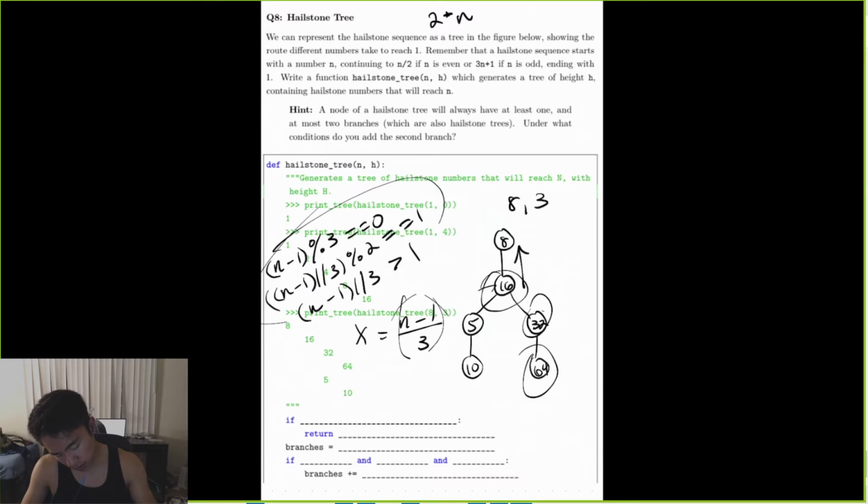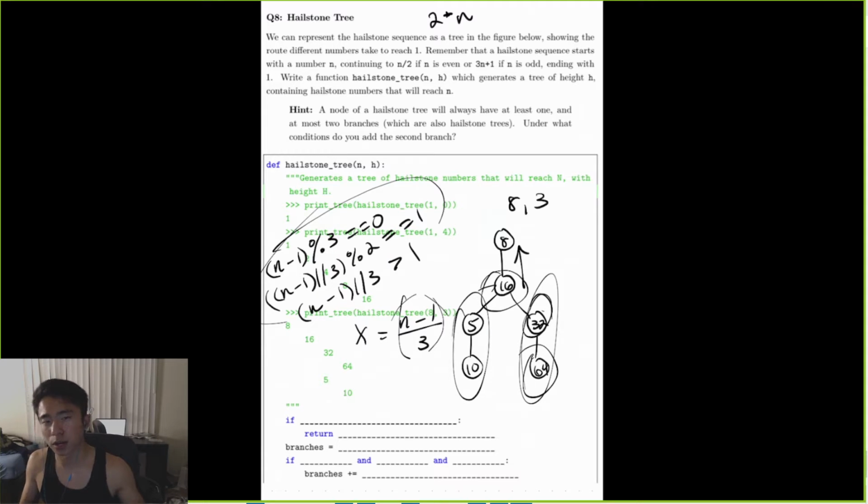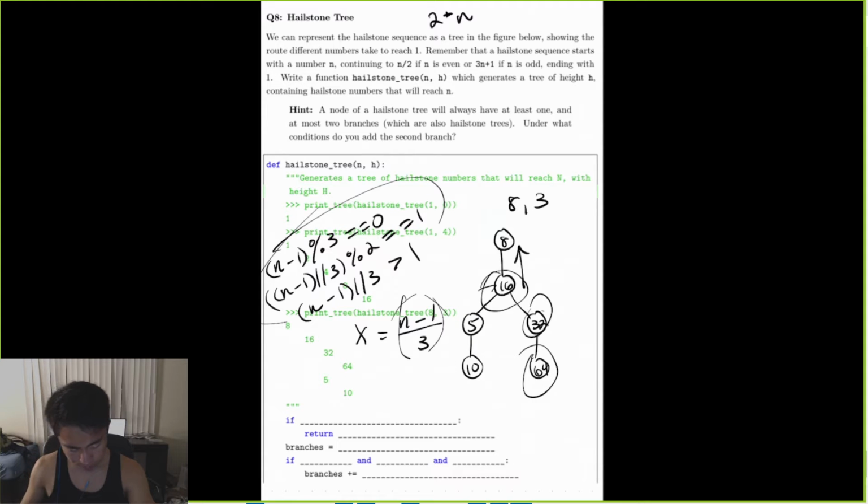And so if you notice, for every single path that we had, we always had the option to multiply by 2, because multiplying by 2 always results in an even number. And because it results in an even number, we can divide by 2 to get the original number. And so keeping that in mind, we have 3 conditions, and let's maybe take a look at our skeleton code.